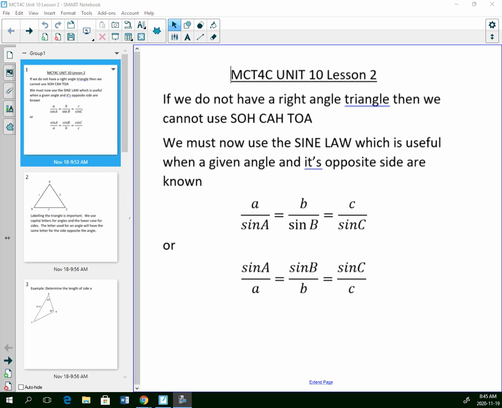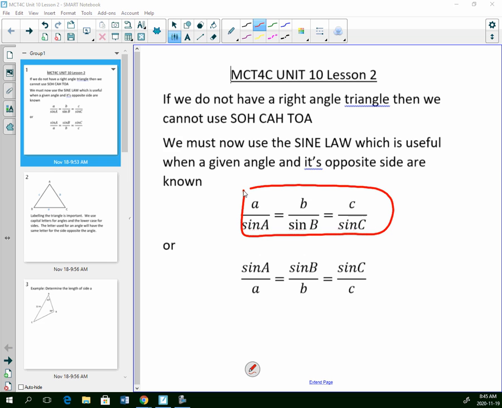Okay, so law of sines is the next thing after right angle trig. You can write law of sines either way. It doesn't matter whether the sides are on the top or the sides are on the bottom, as long as you're consistent, okay? In the top one, we have the sides on the top.